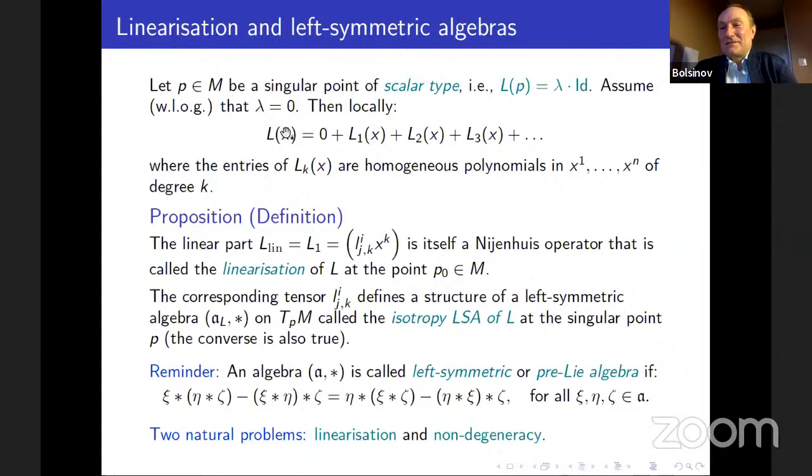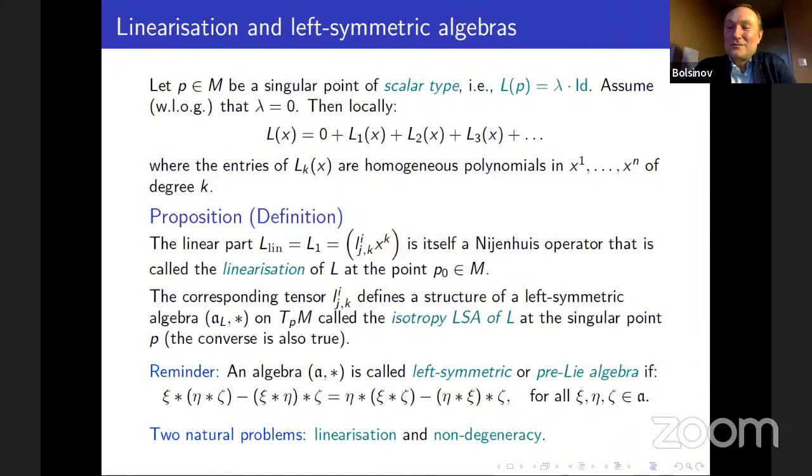Then we can do the standard trick. L of x: all the entries depend on x, and we expand them in Taylor series and represent L as a sum of operators L1, L2, L3. The entries of L1 are linear in x, entries of L2 quadratic, of L3 cubic, and so on. This is a kind of standard trick, and it's more or less an obvious fact that the linear part L1 will itself be a Nijenhuis operator, which is natural to call the linearization of L at a given point.